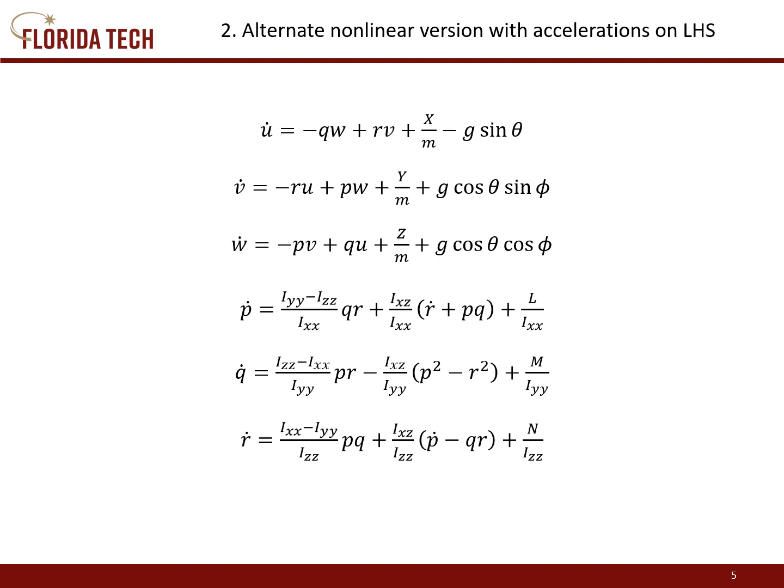We take that first version and then just rearrange terms and put the accelerations on the left-hand side. So we get u dot, v dot, and w dot on the left-hand side for the translational equations, and we get p dot, q dot, and r dot on the left-hand side for the rotational set of equations. But still, nonlinear, coupled, not very usable.